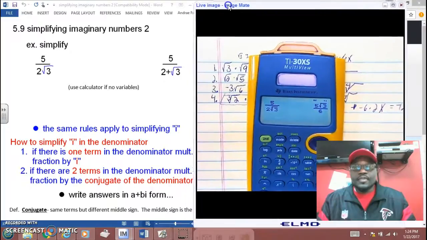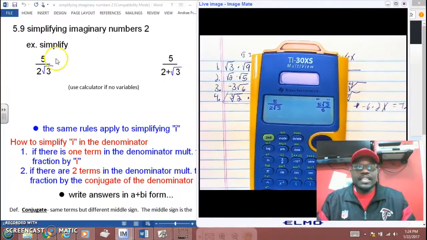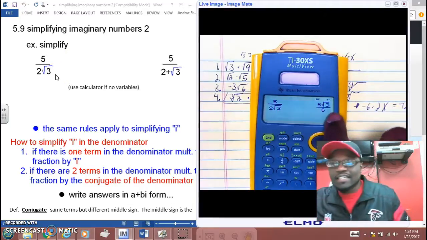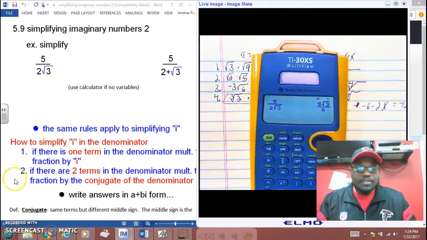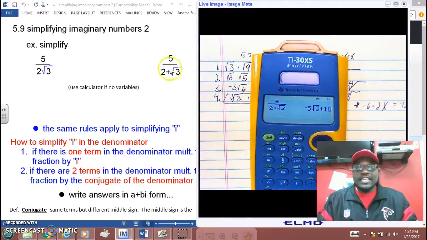Anyway, notice I put this one in the calculator: 5 over 2 radical 3, and when I do that, I get 5 square root of 3 over 6. I'll show you how that happened. And I'll do the same thing with the other one. When I put this one in, look what I got there. Now, we would write 10 minus 5 square root of 3. The calculator always flips it around like that.